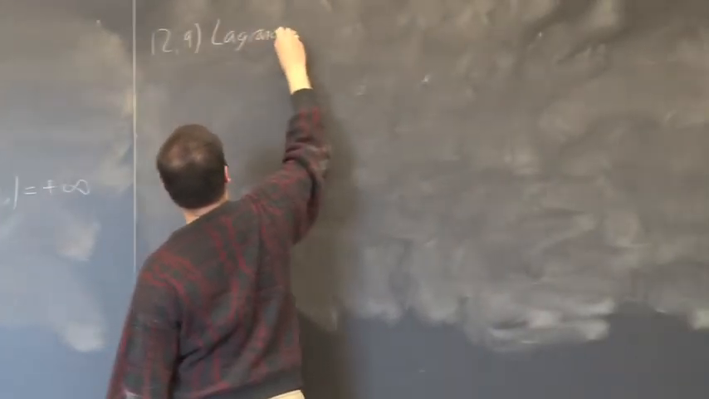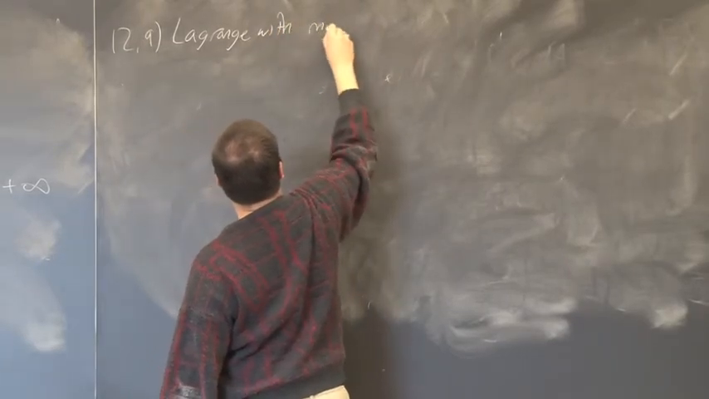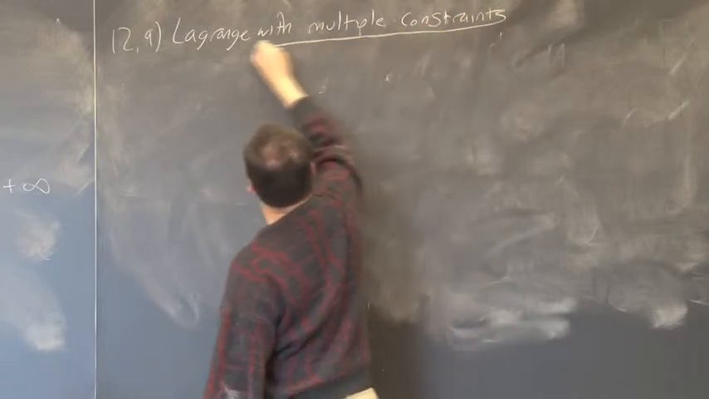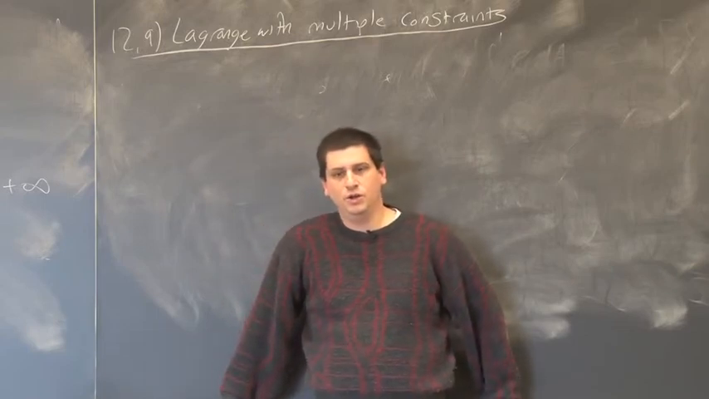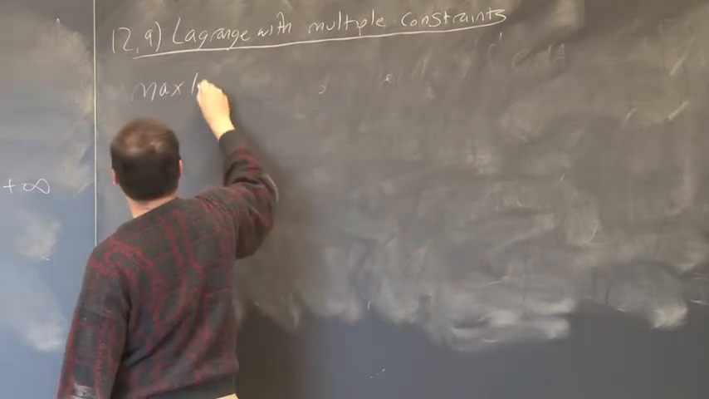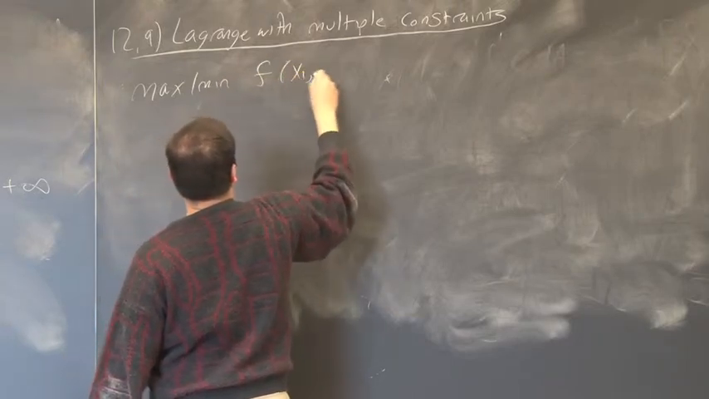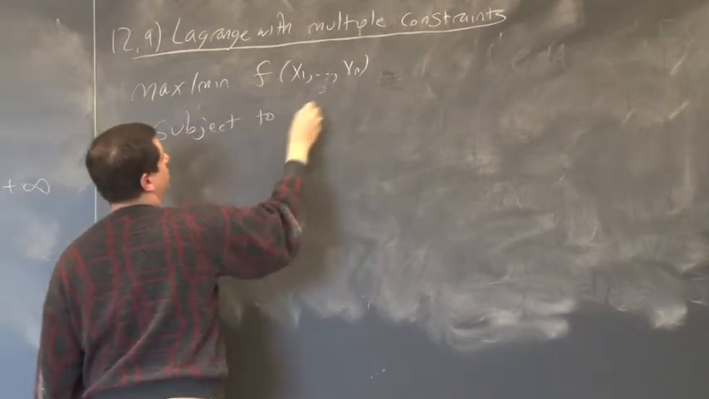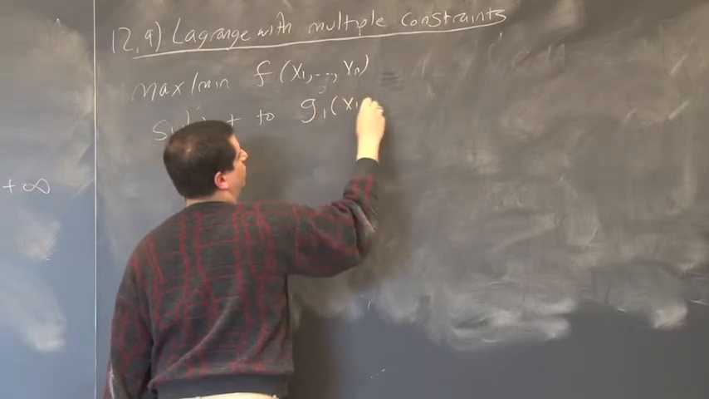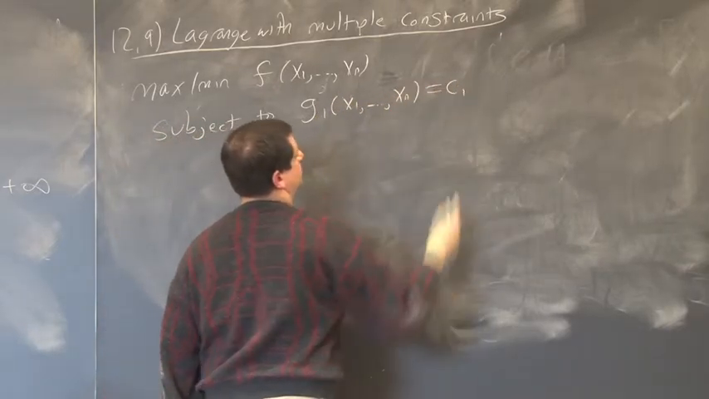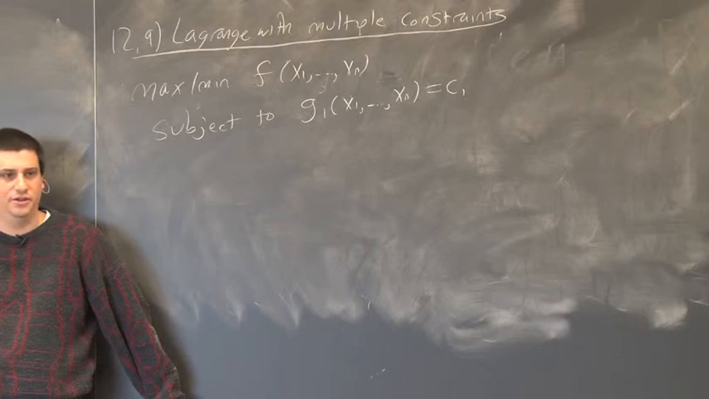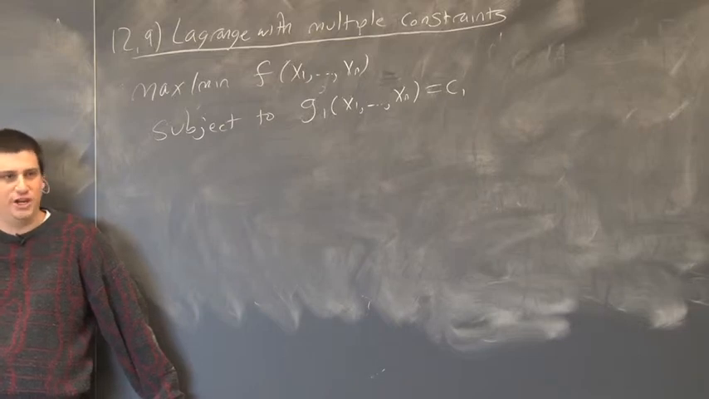So this is Lagrange with multiple constraints. Okay, so before we had something like find the max or the minimum of some function f of x1 through xn subject to say g1 of x1 through xn is c1. And I'm using slightly different notation than we did before because I think you can see what's coming. So before we had one constraint, g of x had to equal c. Now what do you think we're going to have?